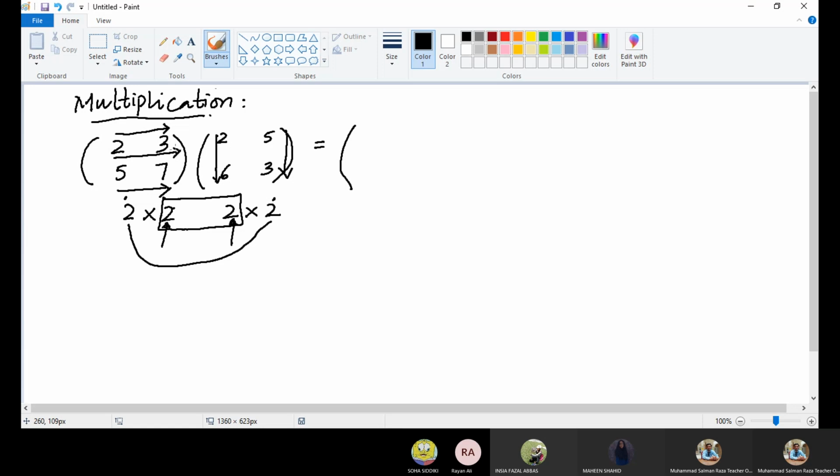Now we are going to multiply the matrices and see what is happening over here. We will take the first row, which is 2 and 3 of this matrix, and it will be multiplied with the first column. So 2 multiplied by 2 plus 3 multiplied by 6. We are going to write it like this: first row, first column, and then first row, second column. So first row and the second column is like this: 2 into 5 plus 3 into 3. And then close the bracket.